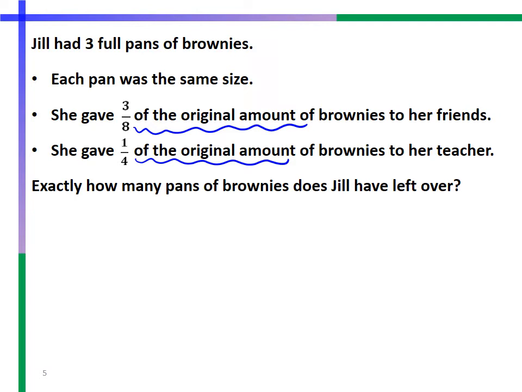So first of all, we can figure out the fraction of how much she has given away. So what I'm going to do is add up 3/8 plus 1/4. I'm going to make common denominators. My common denominator is 8. So I have 3/8 plus 2/8 equaling 5/8. That's how much she has given away, but the question is, how much does she have left over?